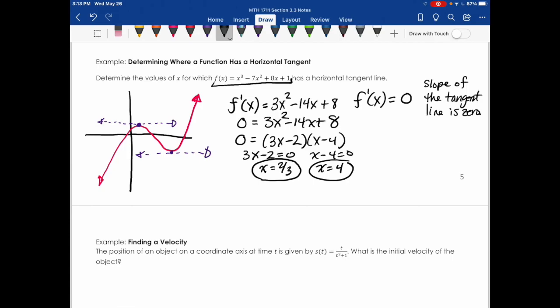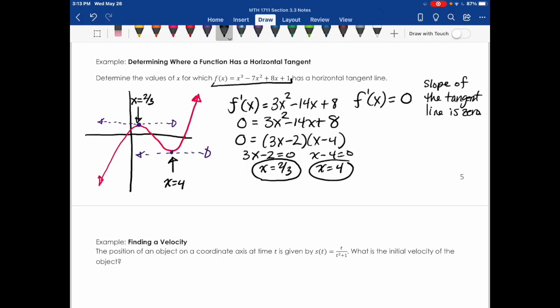So if we check the graph at these values of x, I should have a horizontal tangent line. So this point right here should have an x value of 2/3, and this point right here should have an x value of 4. And you can always graph this on your graphing calculator and check to make sure it works. But those are the values where we would have horizontal tangent lines.